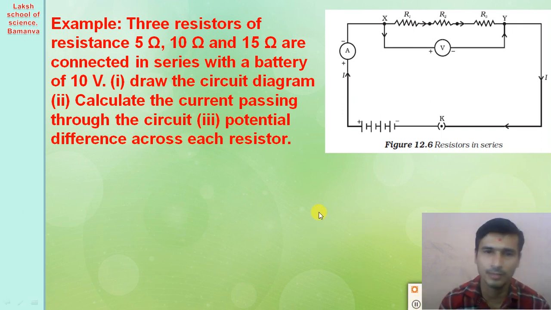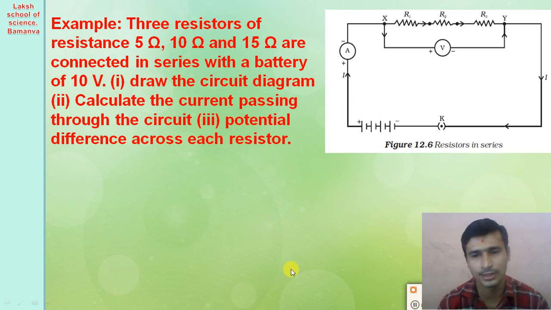Some examples are also given in your textbook to calculate the total resistance of the circuit, the current passing through the circuit, and the potential difference across any resistor. You can find these and try to calculate them. Textbook examples we will understand at the last. So dear students, I hope you understand the series connection of resistors.